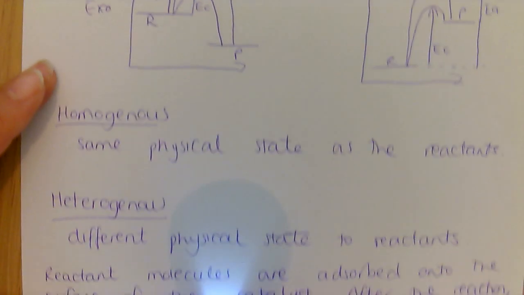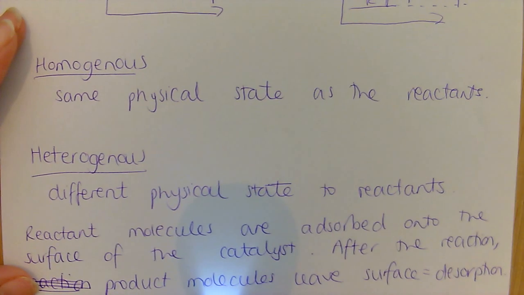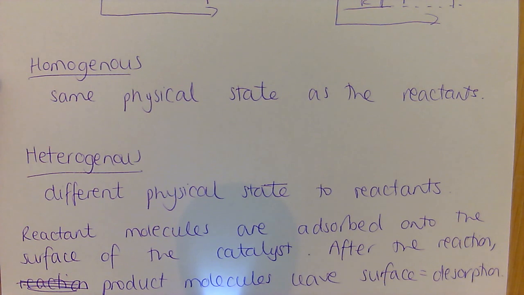And the only other thing you need to know about catalysts is the two different types. So you have homogeneous catalysts, where they're in the same physical state as the reactants. And if you look in your textbook, page 149, there's a couple of examples of reactions there for you. Heterogeneous are just a little bit more complicated. The reason they're more complicated is because the catalyst is in a different physical state to the reactants.